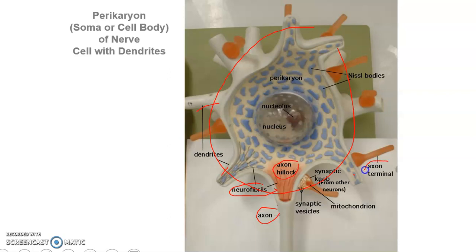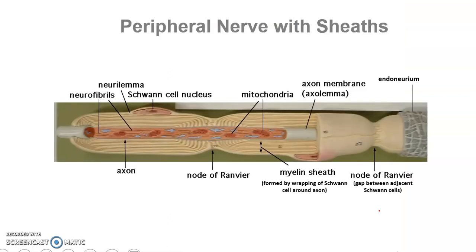This shows the synapse between a neuron and another neuron. So this is an axon terminal, and we can see here the synaptic end bulb and the mitochondria inside. This is the axon of the motor neuron. We can see the axon covered with myelin sheath, layers in yellow, formed by wrapping of Schwann cell around the axon. The areas uncovered with myelin sheath are called the nodes of Ranvier. These are the gaps between adjacent Schwann cells.